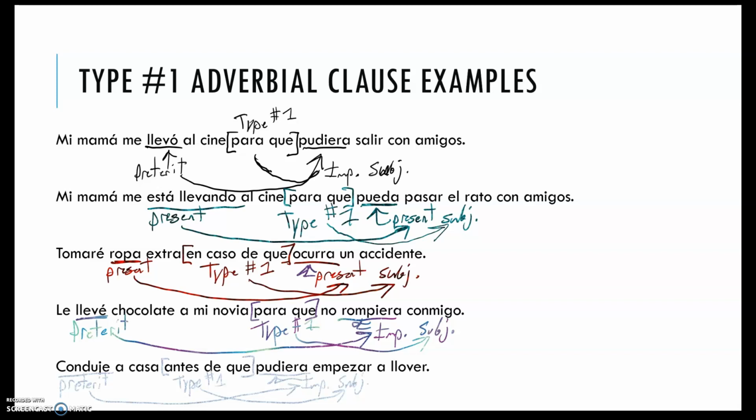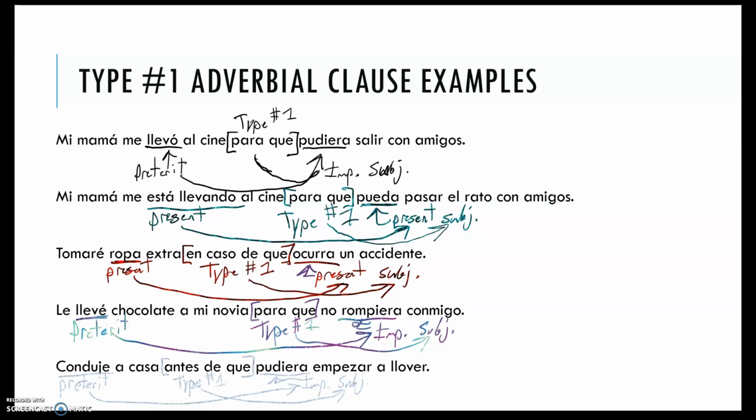So in our fourth example, we see le llevé chocolate a mi novia para que no rompiera conmigo. So we see para que, type number 1 adverbial clause, indicating rompiera will be subjunctive. And we look back and we see llevé is preterite, which means rompiera will be imperfect subjunctive.